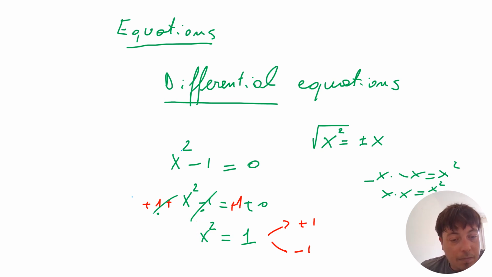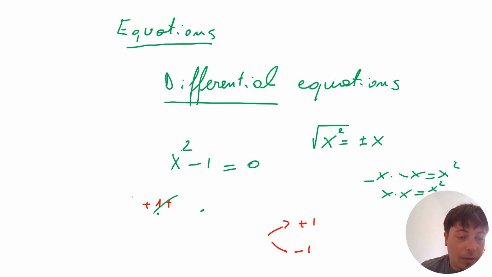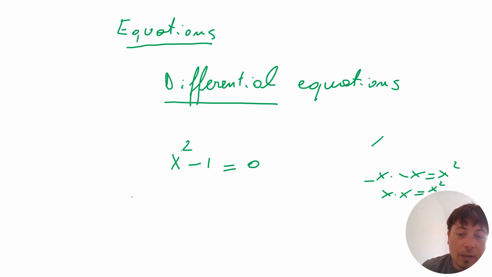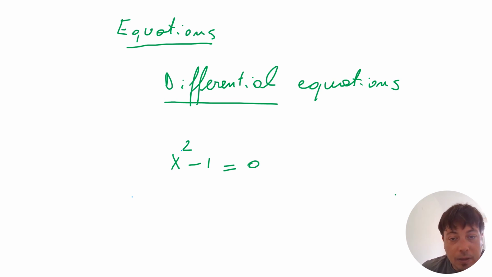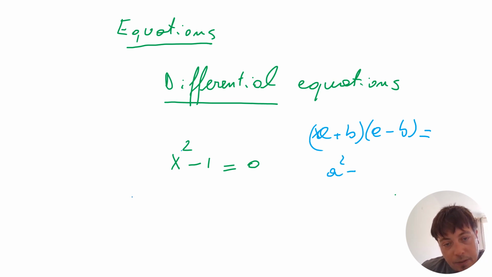But anyway, the other way to solve this one is to use a relation that I think we already encountered, but I will refresh it here. Suppose you have a plus b, and then you have a minus b. What do you get? You get a squared minus b squared plus ab minus ba.